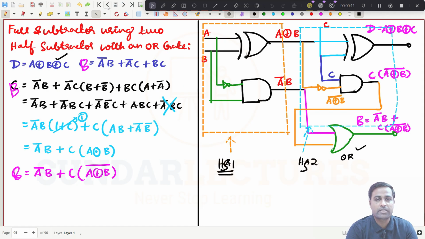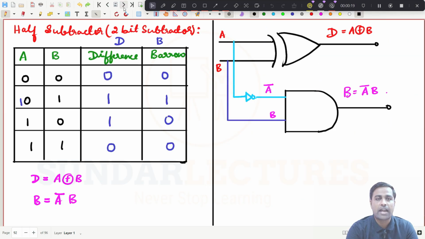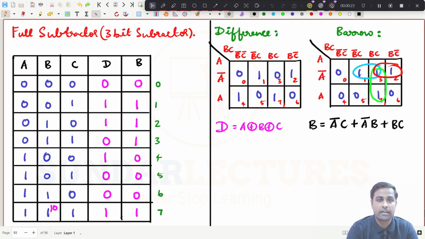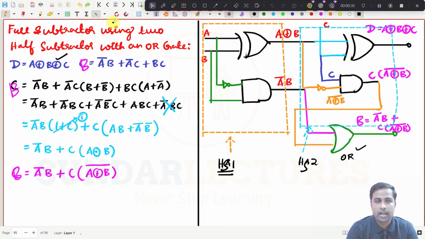So what are all the topics we have seen in the previous class? We started with the full adder using two half adders and an OR gate. And we have seen what is half subtractor, that means 2-bit subtractor, and full subtractor, 3-bit subtractor. We have drawn the logic diagram for both half subtractor and full subtractor, and we have built the full subtractor using two half subtractors with an OR gate. So we have drawn the logic diagrams.